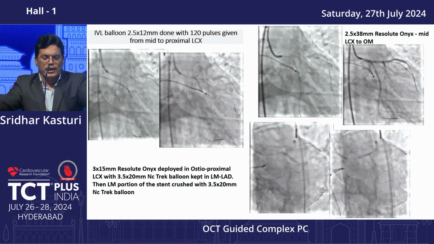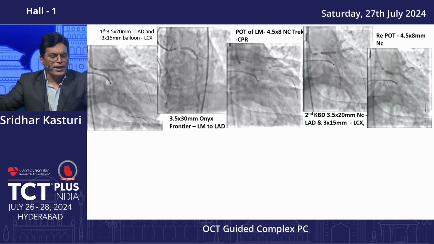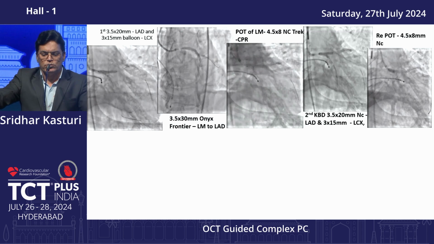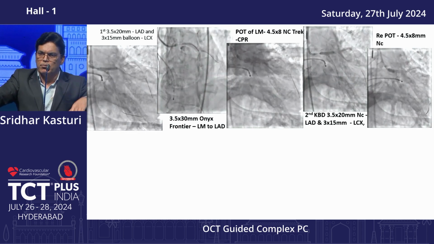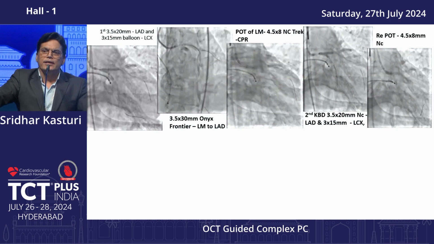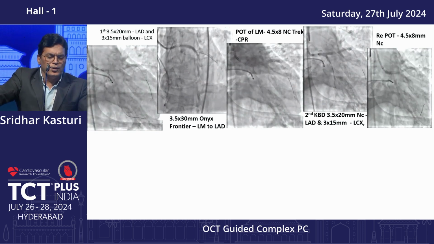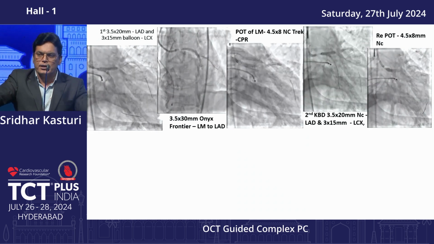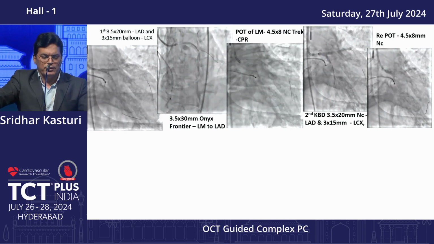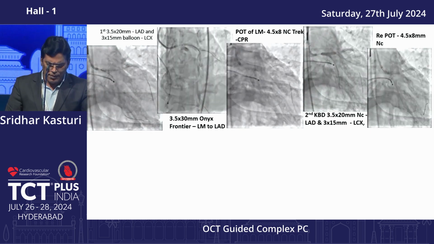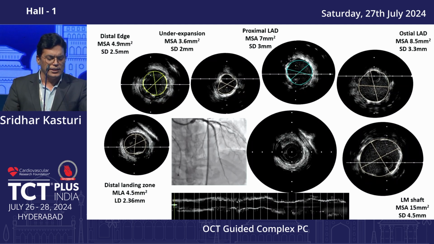Subsequently LCX plaque modification was done with the IVL balloon, and then we went ahead with a DK crush as usual: first kissing, then opening the side branch struts and main vessel stenting, then second kissing. While doing the LMA part, the patient developed cardiac arrest because of diffuse disease. Then we did CPR, and after CPR the procedure was continued, stabilized, and this is the IVUS study.